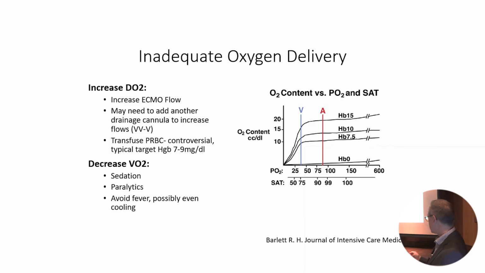And so the last thing I wanted to talk on is what do you do in that circumstance if you have low DO2, right? So instead of manipulating the ventilator, what can you do instead? So one thing you can do is you can increase ECMO flow. You may even need to add another drainage cannula to do that. You can transfuse red blood cells because you can see from this graph that blood with a hemoglobin of 15 has twice the oxygen carrying capacity as blood with a hemoglobin of 7, but the usual target is around 9, according to the most recent guidelines.